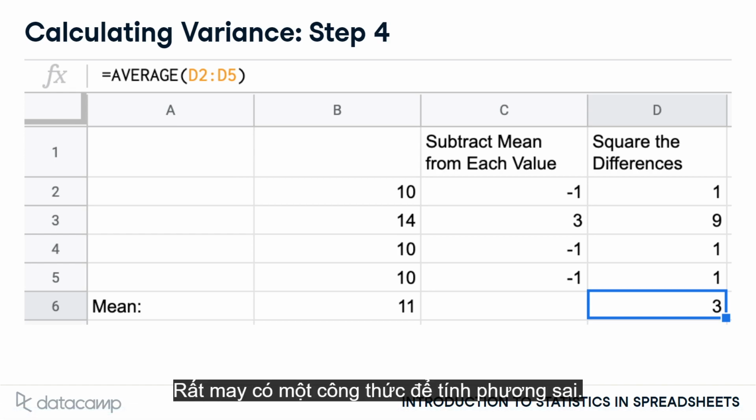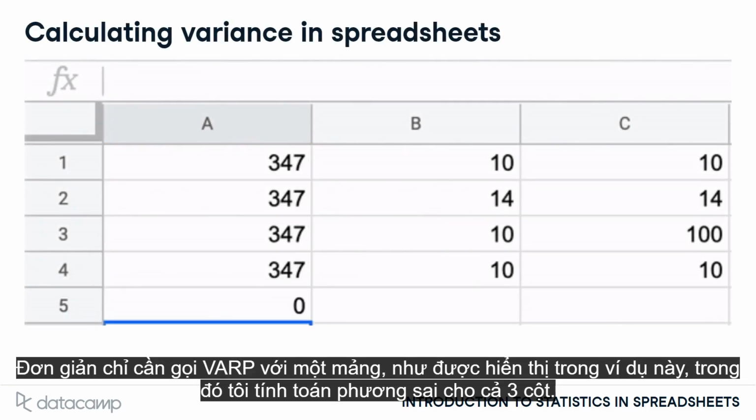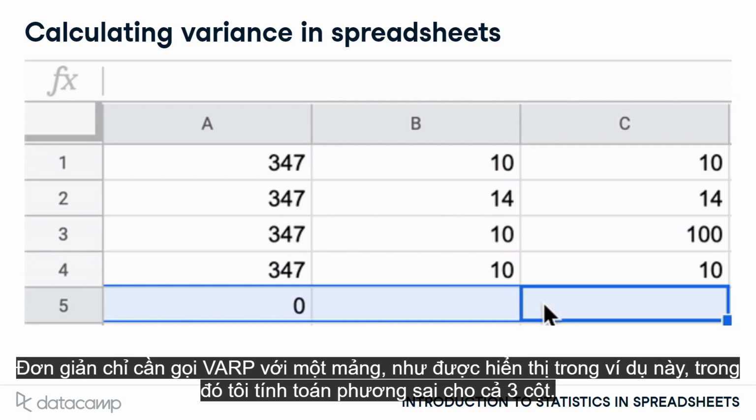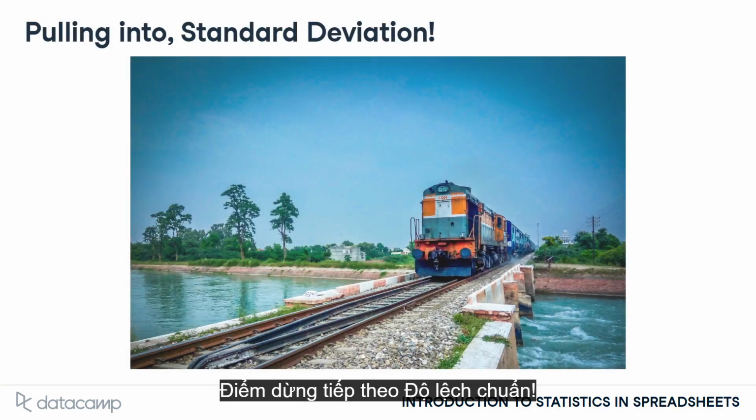Thankfully, there is a formula to calculate variance. Simply call VARP with an array, as shown in this example in which I calculate the variance for all three columns. Next stop, standard deviation.